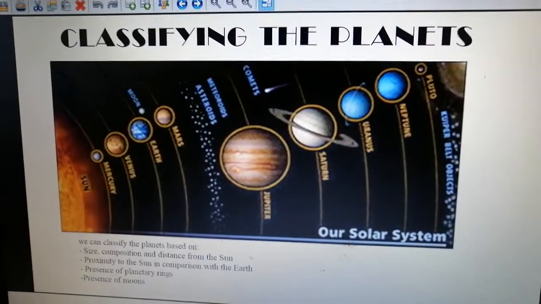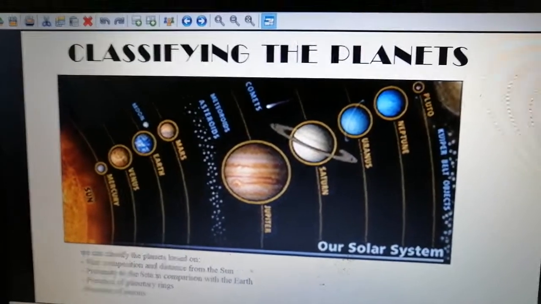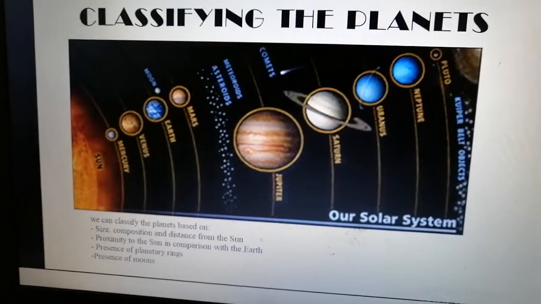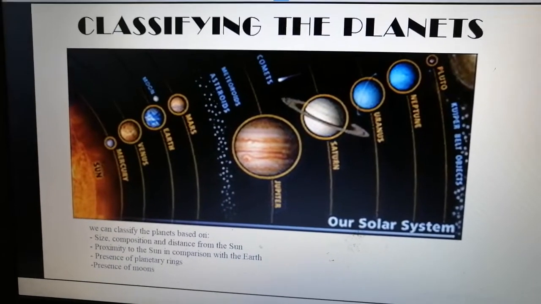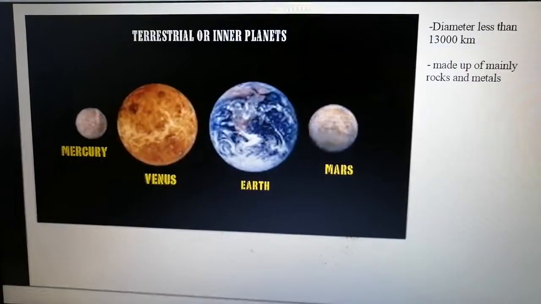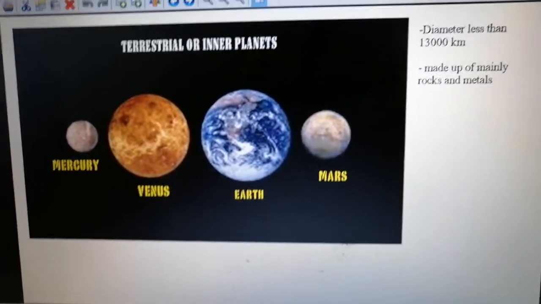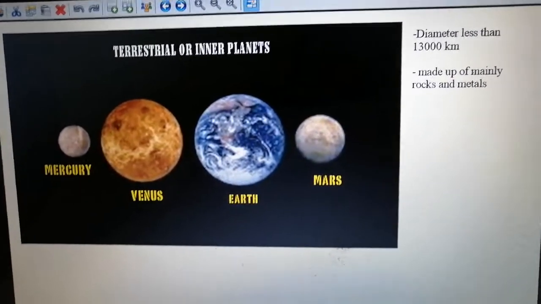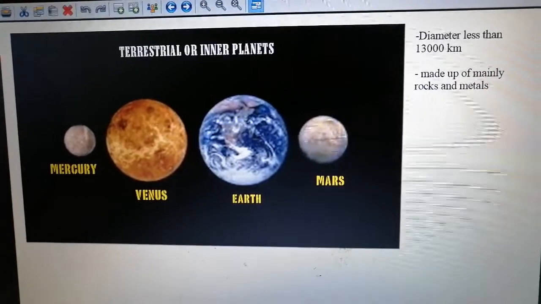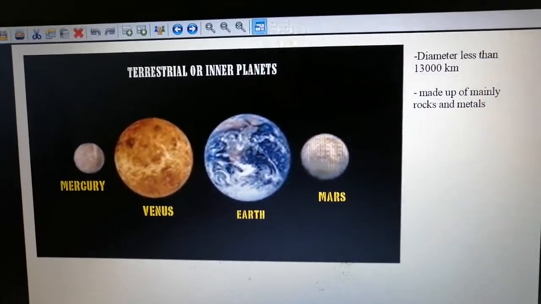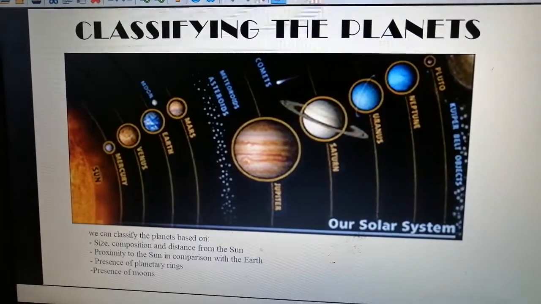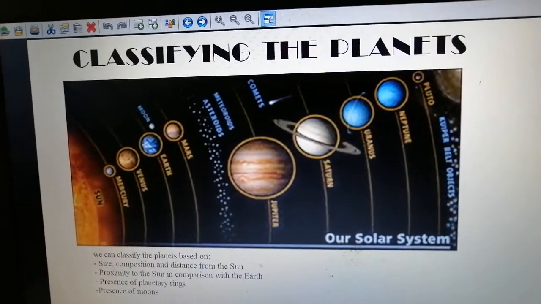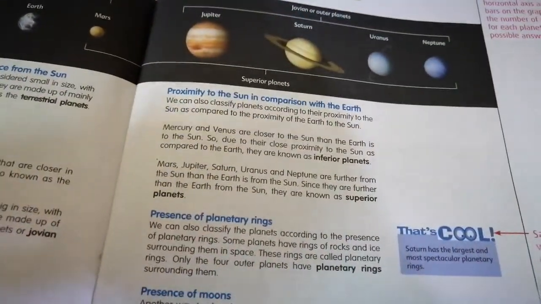Okay, so let's continue our discussion on the topic of classifying the planets. In the first part of the video, I already explained to you about the terrestrial or inner planets. Okay, so let's continue. Open your textbook, turn to pages 116 and 117. Make sure you already copied about the terrestrial planet and also the first part here, right? Alright, let's continue. Turn to page 117.